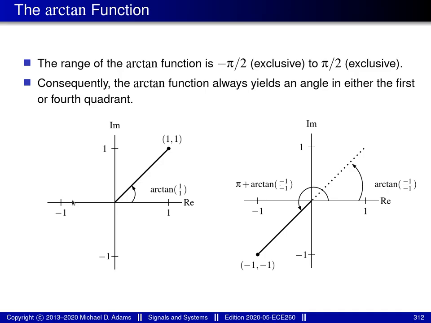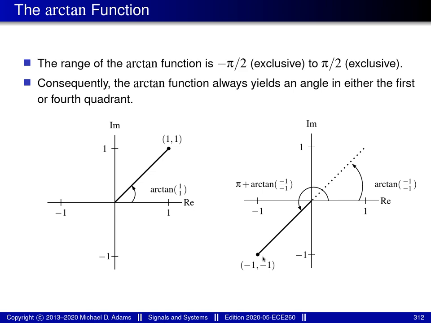But if the point lies in one of these two quadrants, quadrant 1 or quadrant 4, the argument of a complex number can be calculated very easily by just directly using the arctan function. If we want to find the argument of this complex number, 1 plus j, we just take the arctan of the imaginary part divided by the real part, which is just 1 over 1. Arctan of 1 over 1 is just 45 degrees, or pi by 4.